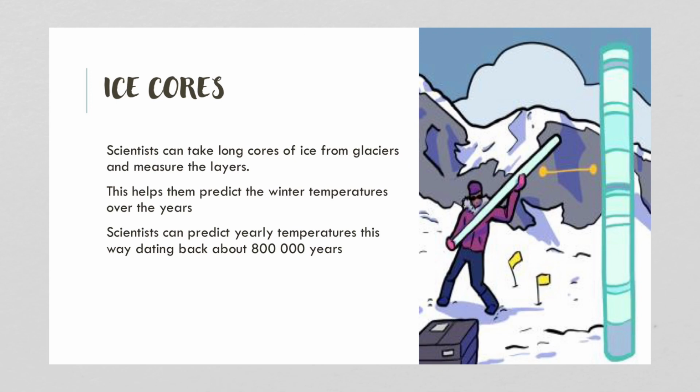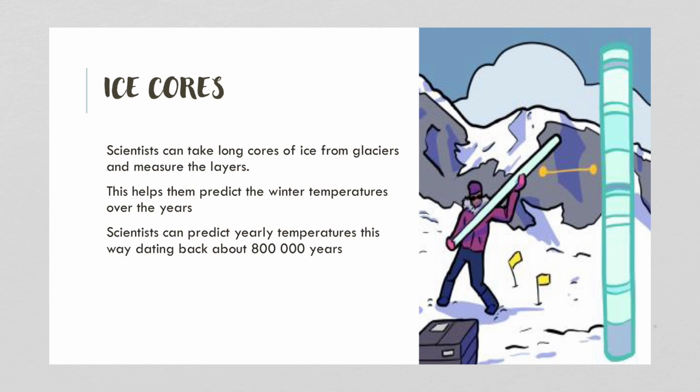The first one is that scientists can take long cores of ice from glaciers and measure the layers. Just like tree rings, ice makes layers on the glaciers, and you can actually see the winter temperatures over the years from those ice layers. Scientists can actually predict the yearly temperatures this way going back about 800,000 years. So it is a very useful tool using ice cores.